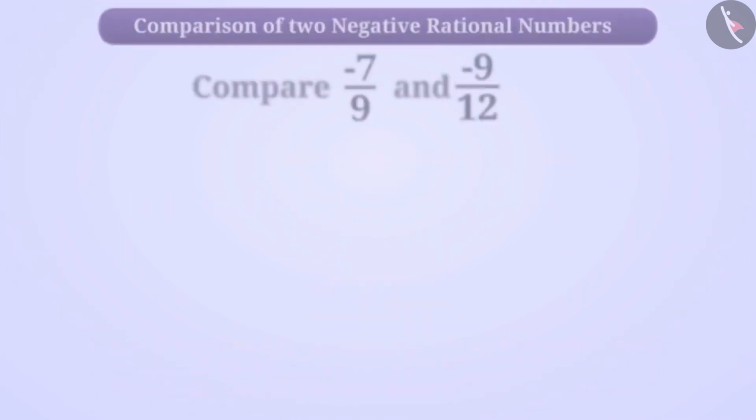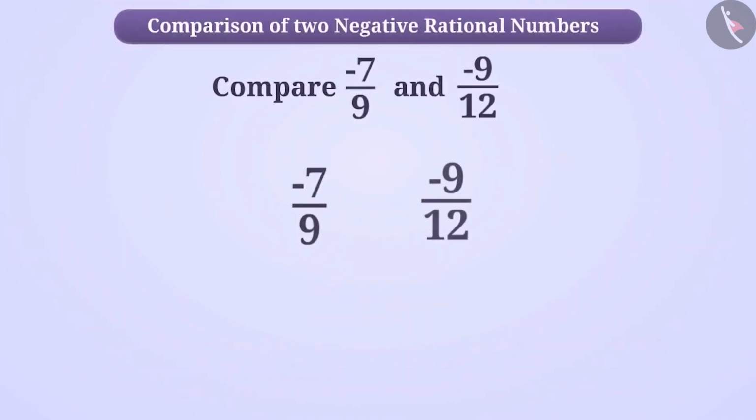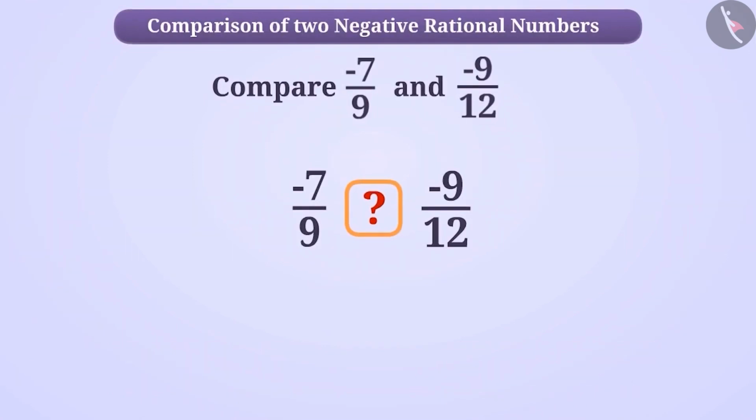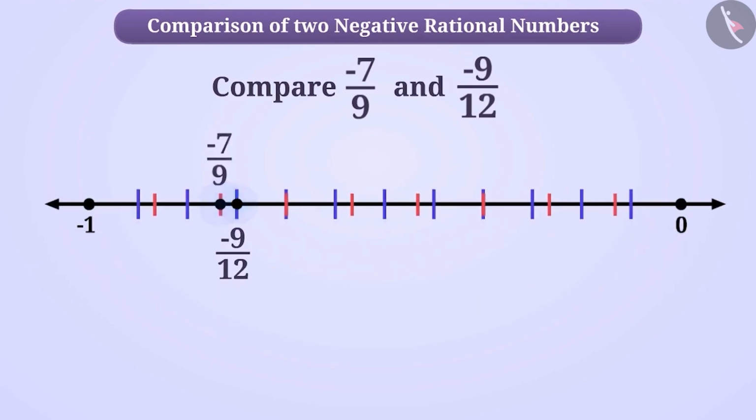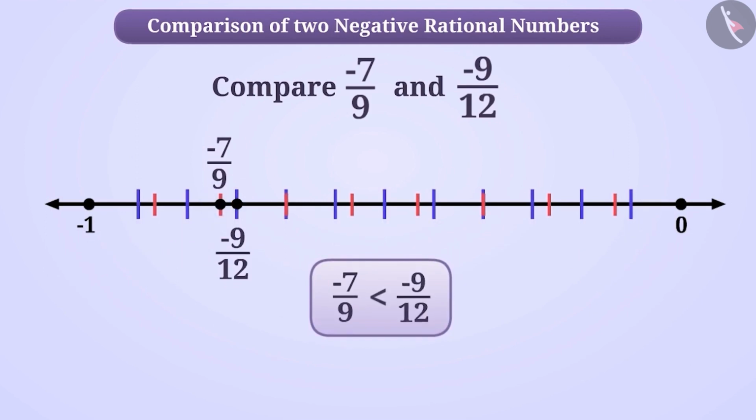Now, can you tell me, how will you compare negative rational numbers? Think for a while. Let me tell you. Suppose we want to compare minus 7 by 9 and minus 9 by 12. We express them on a number line. Then we can see that minus 7 by 9 is to the left of minus 9 by 12. Therefore, minus 7 by 9 is a smaller rational number than minus 9 by 12.